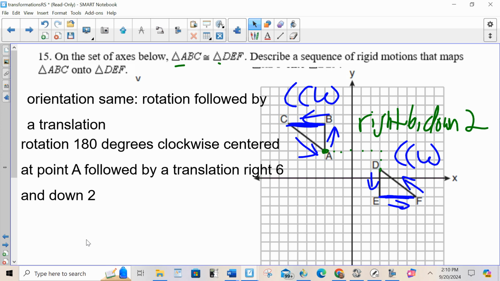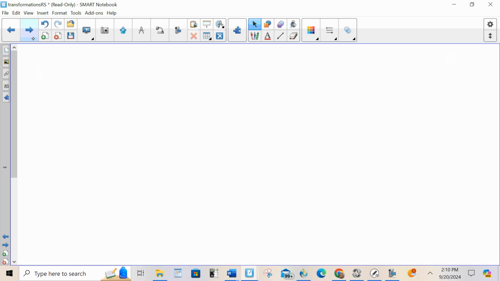If you chose B or C as your center of rotation, you would have a different translation. So there's more than one correct way to do these. As long as it works, that's all that matters. So check for orientation. Since the orientation was the same, it's got to be a rotation followed by a translation. 180, just based on geometric common sense, centered at A, and then I translated the rest of the way. You'll have one of those in your test.